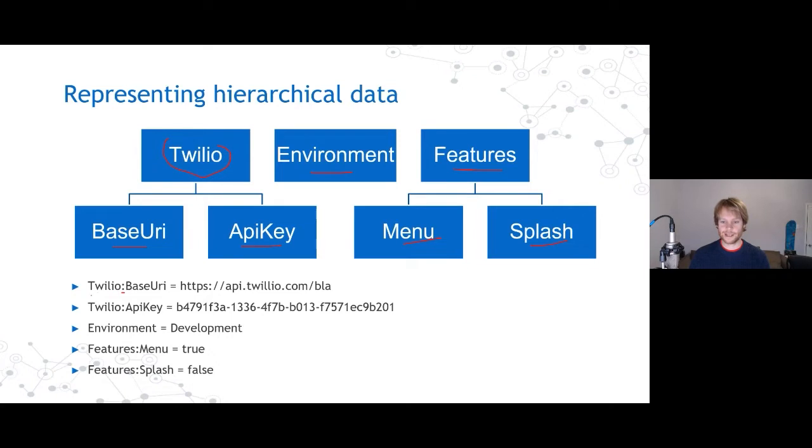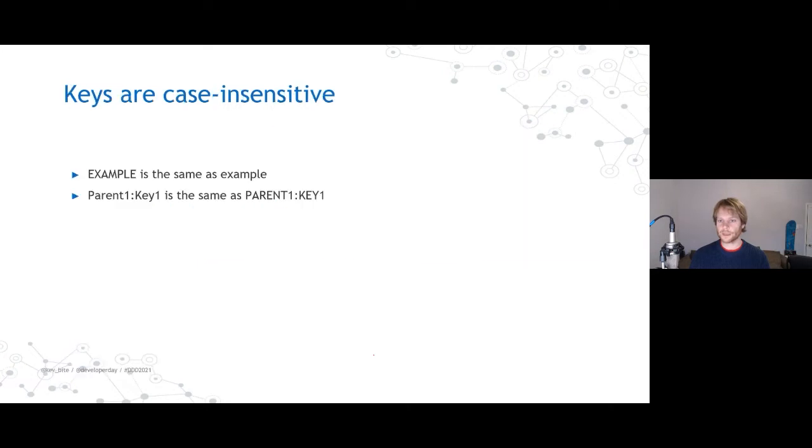So we can say Twilio colon base URI and pass it a string, and Twilio colon API key and pass a string as well. Everything is pretty much just a key, which is a string, and a value, which is a string. But we can denote a hierarchical structure by using colons, and this hierarchical structure can be unlimited, all the way down a big massive tree.